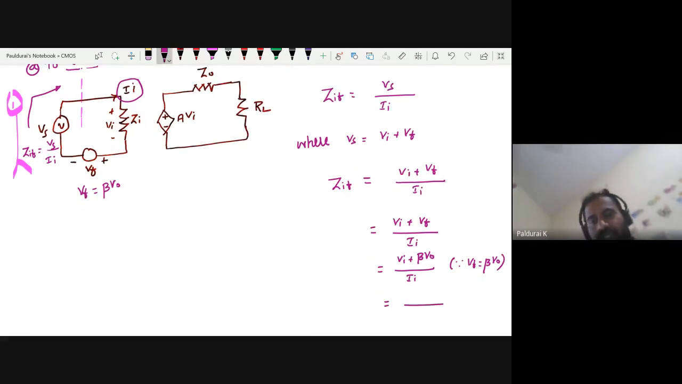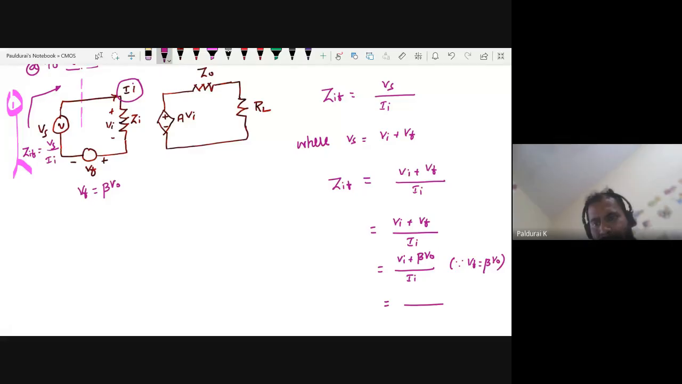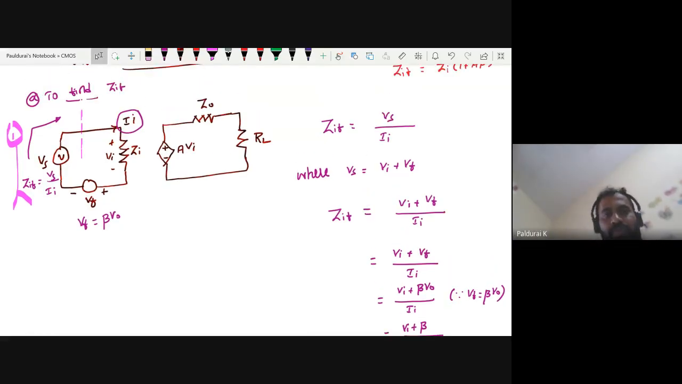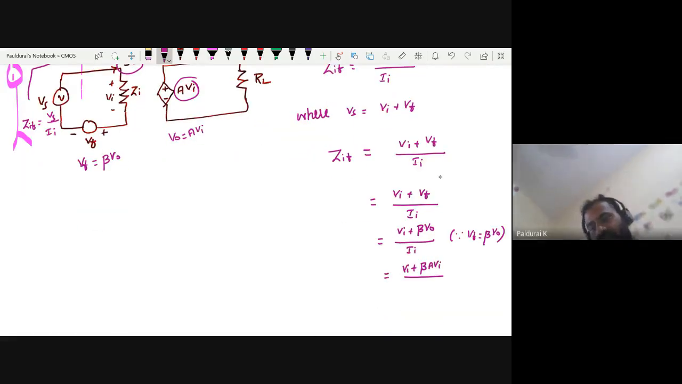Okay, then what is my Ii? Sorry, Vi. Do one thing, keep Vi as it is. Beta times, what is Vout in a voltage series feedback amplifier? This is my Vout, right? Vout equal to A times Va. So just substitute that, since Vout equal to A times Va.